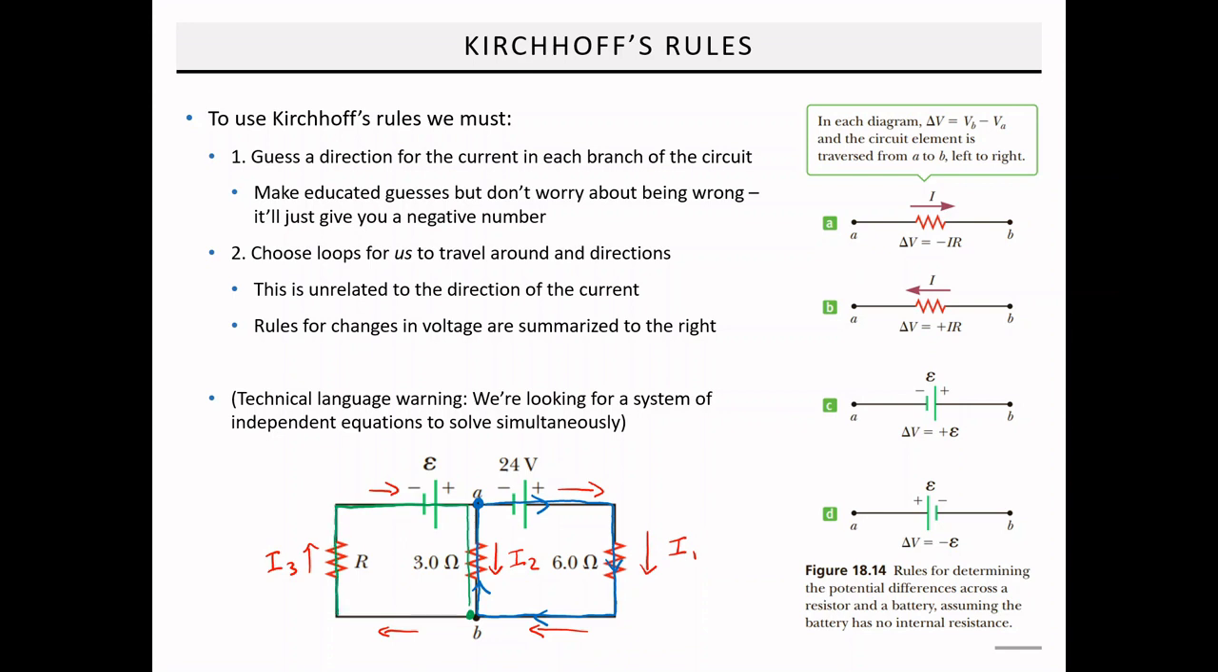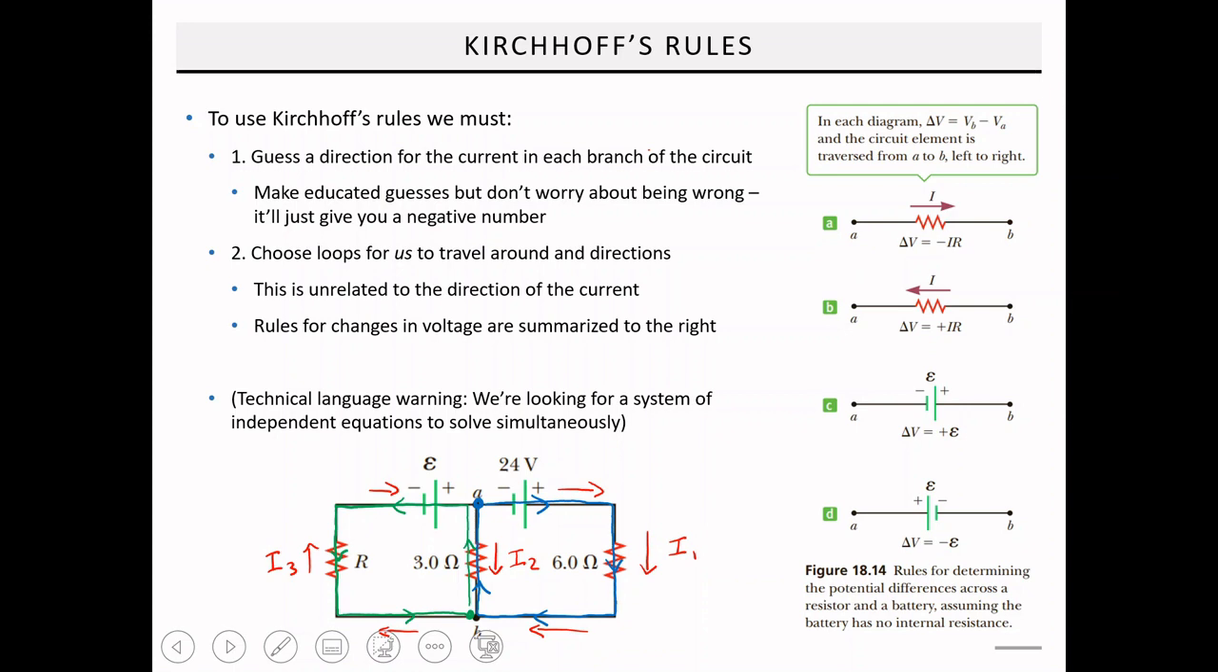So you really do have a lot of freedom in how you choose these loops, both the path and the direction of the loops. As long as you follow the rules, you don't have to worry about the direction or which loops you chose. You'll always end up at the right answer. The rules for the changes in voltage as you walk along these loops are summarized on the right side of this slide. Basically, this just tells you whether you use a plus or a minus sign in the loop rule equation.